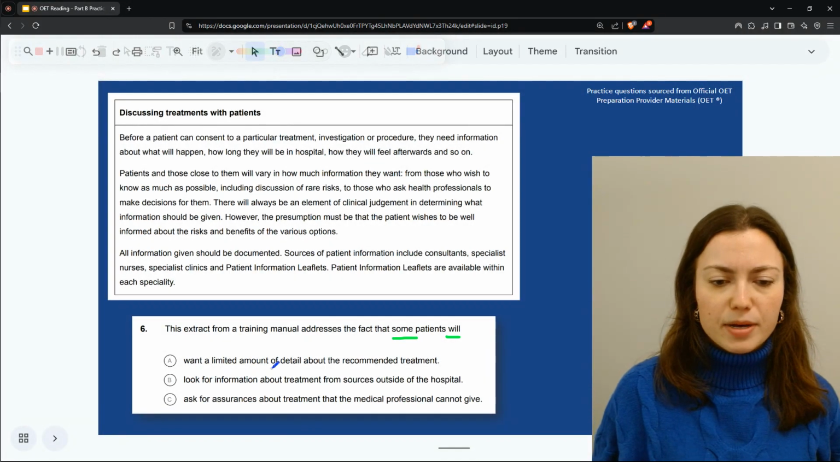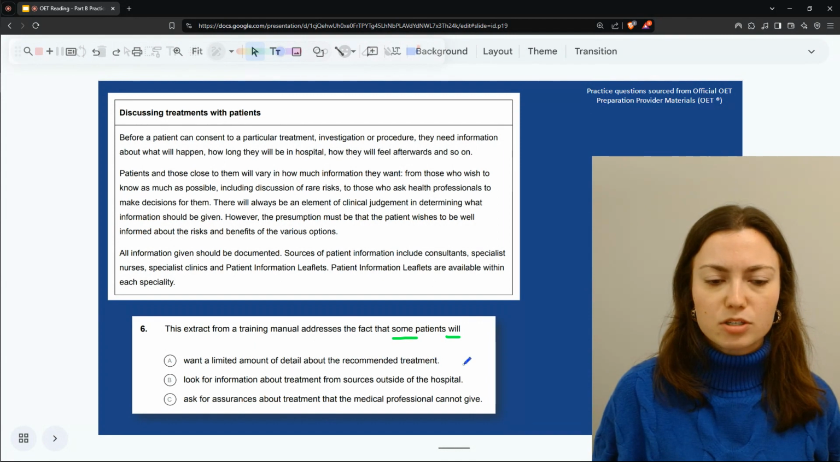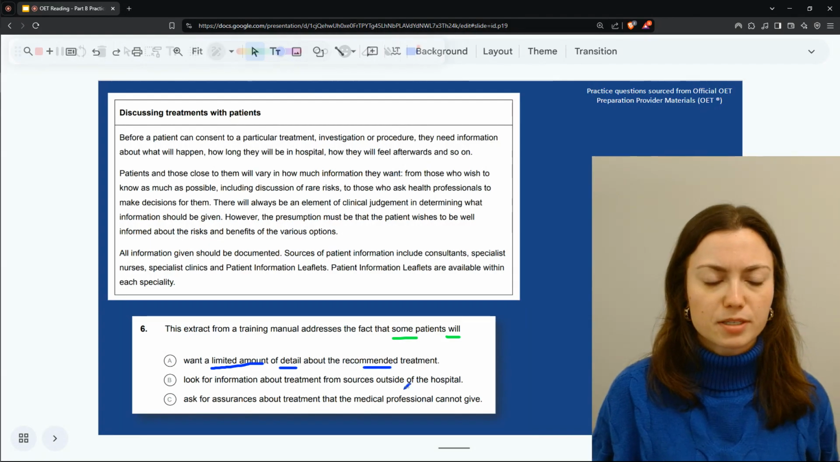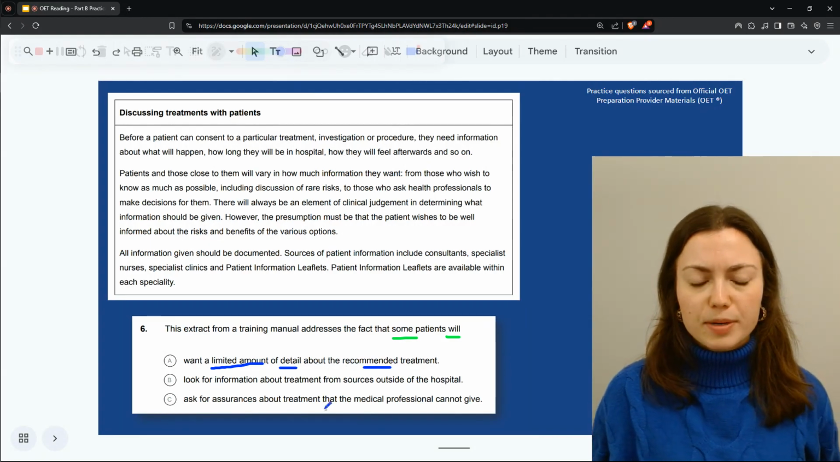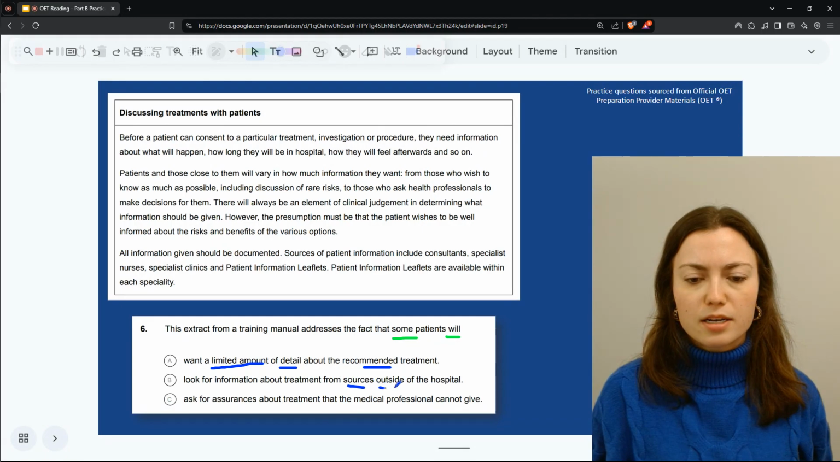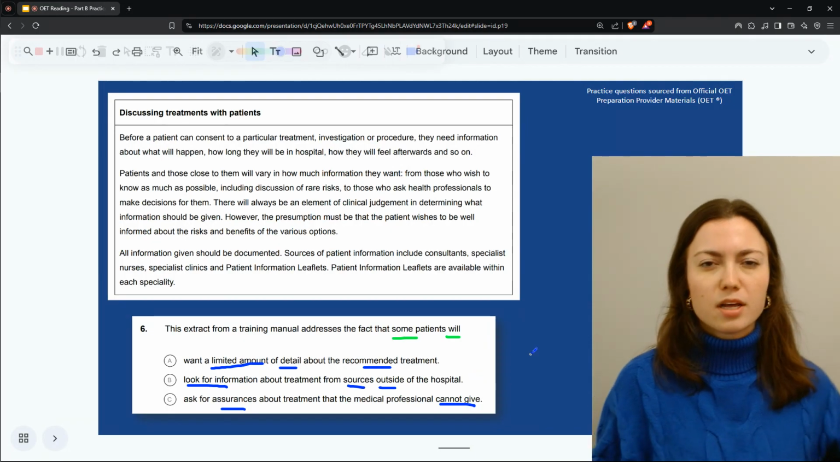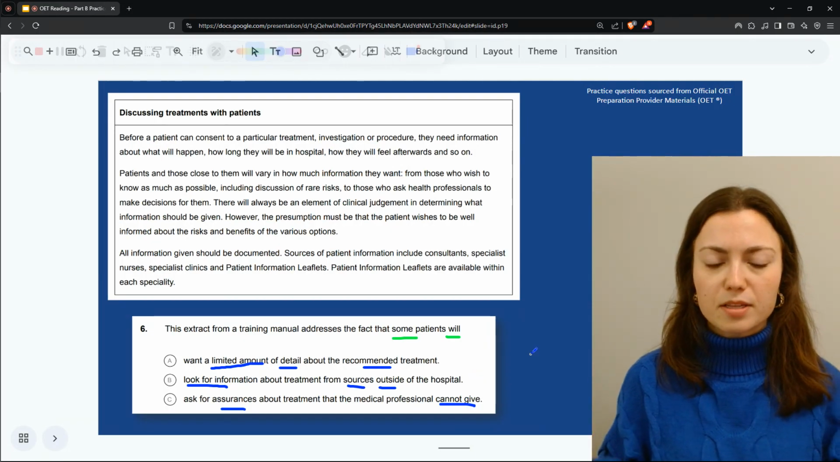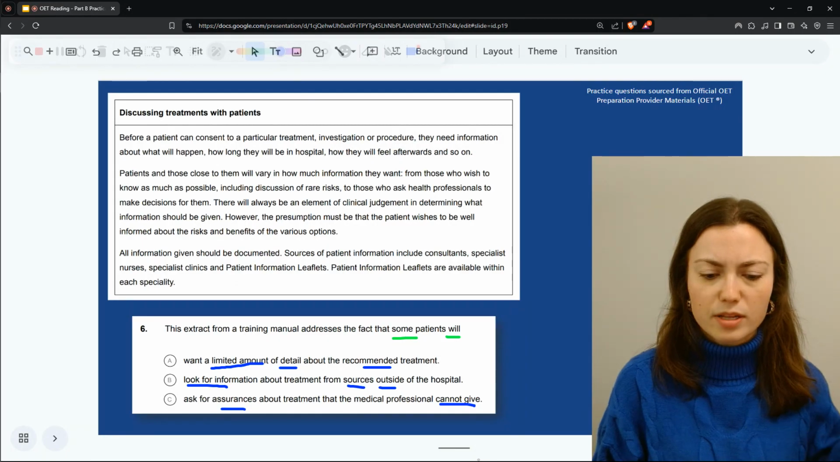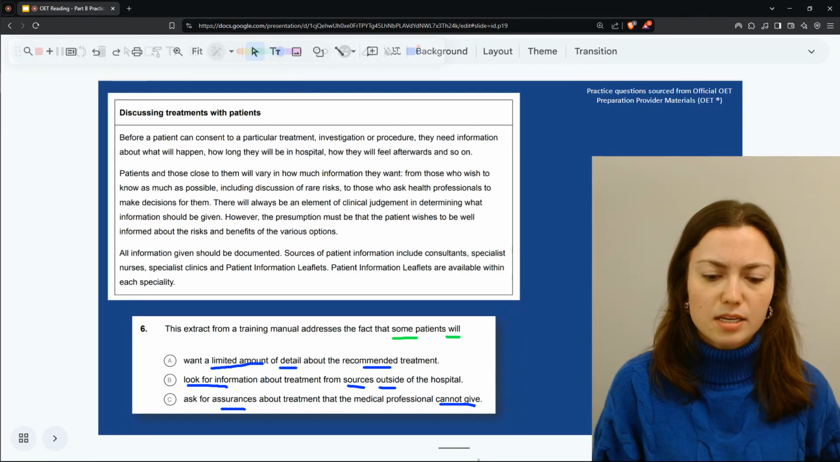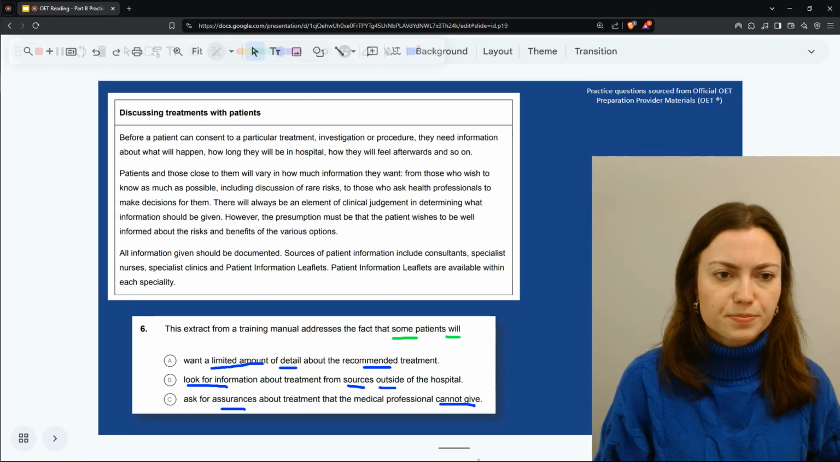Want a limited amount of detail about the recommended treatment. Look for information about treatment from sources outside of the hospital. Ask for assurances about treatment that the medical professional cannot give. Okay, so again, what's our criteria? Not all the patients, but some of the patients are going to do this. So let's go through our text now and see what we have here.